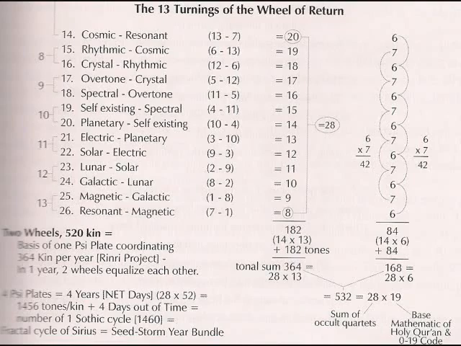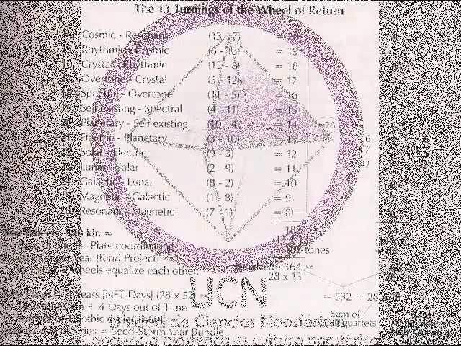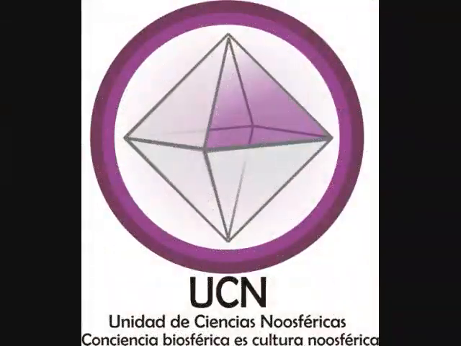For each turning, the difference in the tones is either 6 or 7. So there are 6 sevens and 7 sixes. Each of those equals 42. 42 plus 42 equals 84, plus 84 equals 168, plus 364 equals 532. 19 times 28. The 28-day cycle is perfect, so it can only be a representation of God's law.